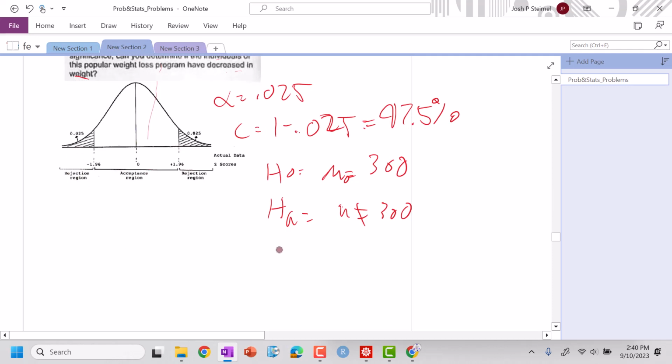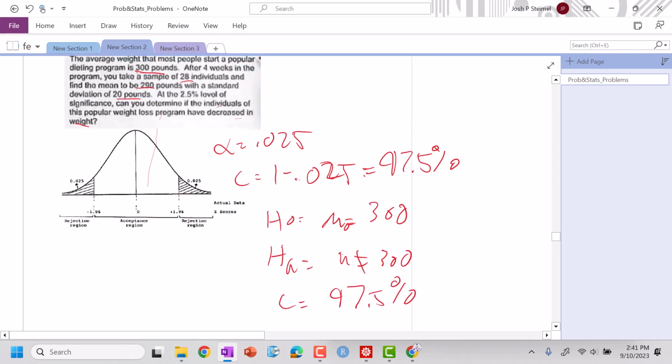Now, what is our confidence level? 97.5%, and an alpha of 0.025.